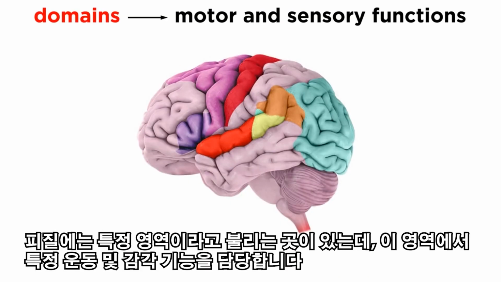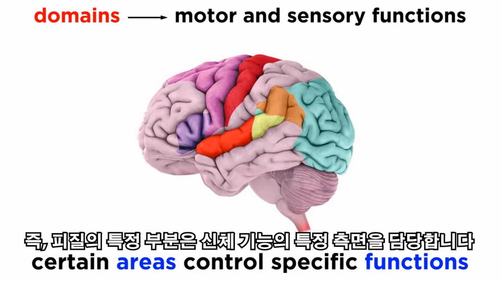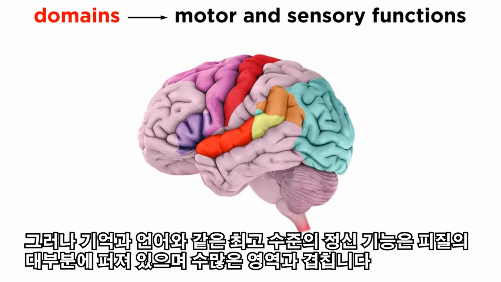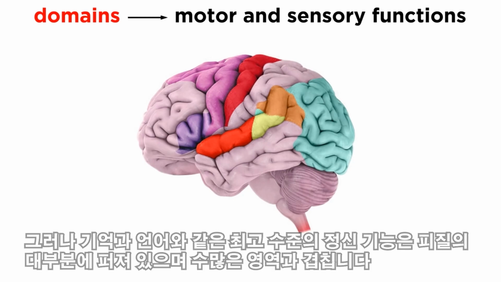and there are specific regions in the cortex called domains, which are responsible for particular motor and sensory functions. In other words, certain parts of the cortex are in charge of certain aspects of bodily function. We call these motor areas, sensory areas, and association areas. The highest mental functions, however, like memory and language, are spread around much of the cortex and overlap numerous domains.